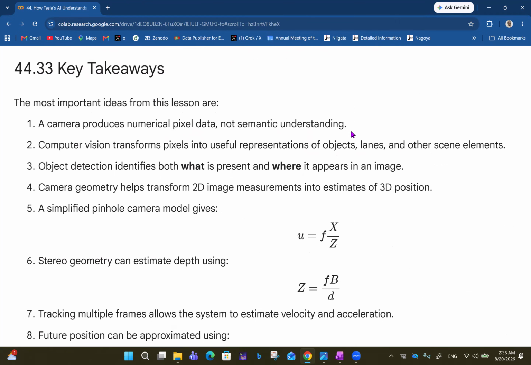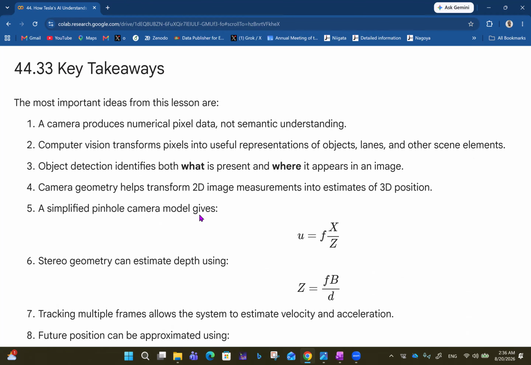Just like a machine, AI does not understand your text or words in human text, or even images. They only understand what you put in as a human. The AI has to break it down to understand and then give you back what you understand. Computer vision transforms pixels into useful representations of objects, lanes, and other scene elements. Object detection identifies both what is present and where it appears in an image. Then camera geometry helps transform 2D image measurements into estimates of 3D position.